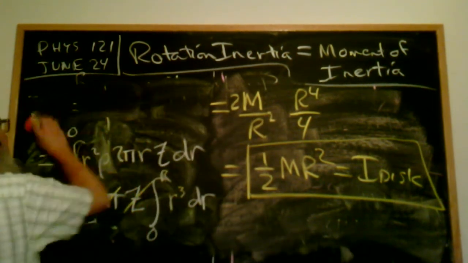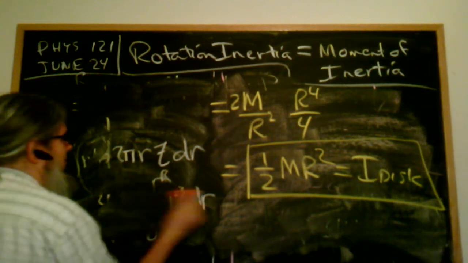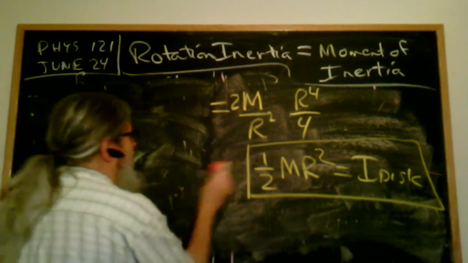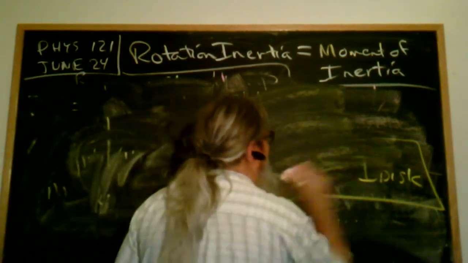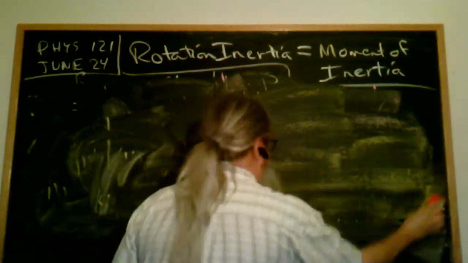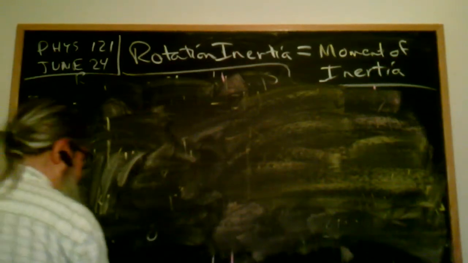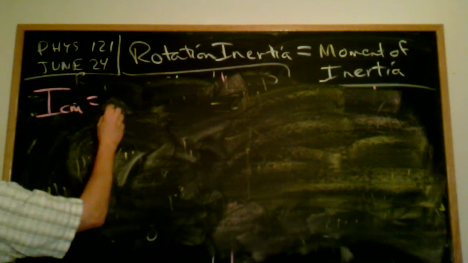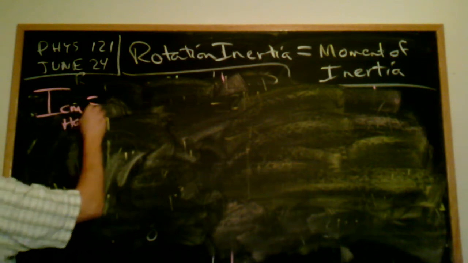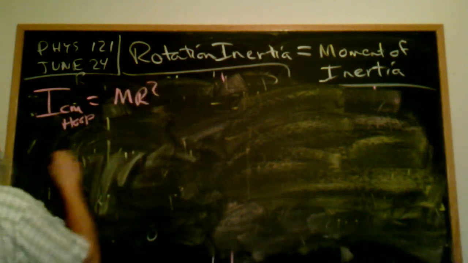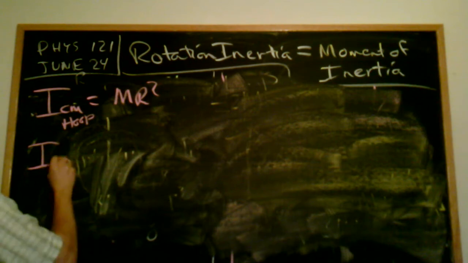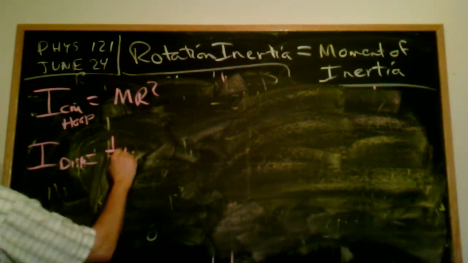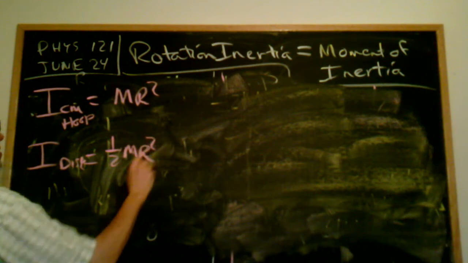So the bottom line is that for a hoop, I had mr squared. So let's write down the answers that we have so far. Okay. Again, this is all about the center of mass. ICM for a hoop is equal to mr squared. ICM for a disk or pulley is equal to 1/2 mr squared. In other words, it's less.